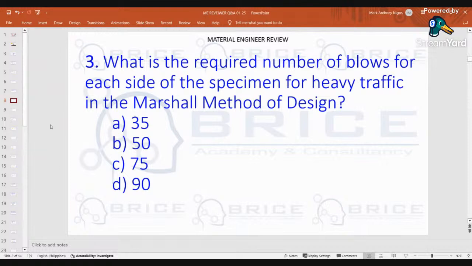Number 3. What is the required number of blows for each side of the specimen for heavy traffic in the Marshall method of design? A, 35. B, 50. C, 75. D, 90. The answer is C, 75. The required number of blows for each side of the specimen for heavy traffic in the Marshall method of design is 75.